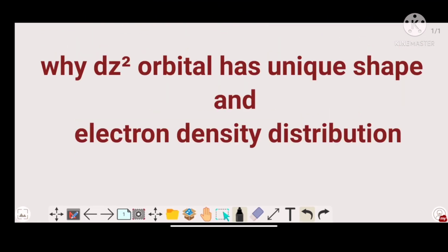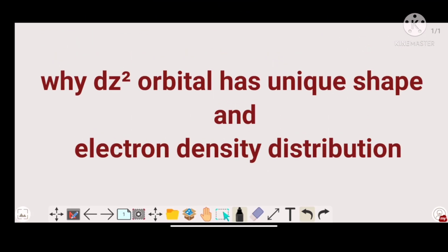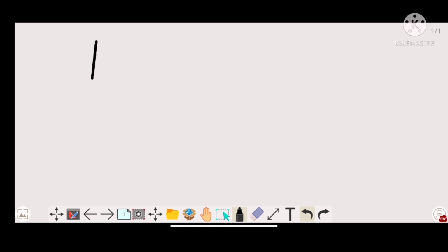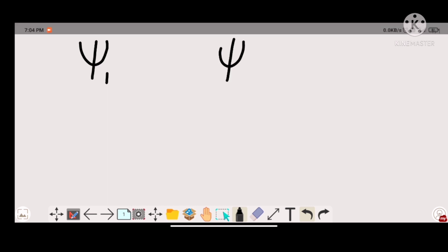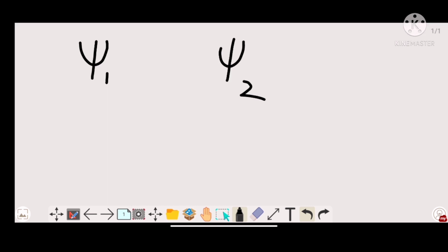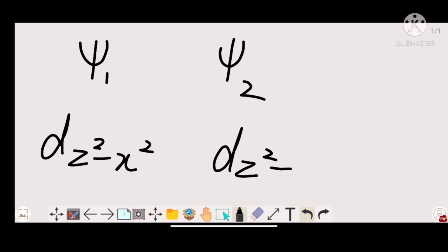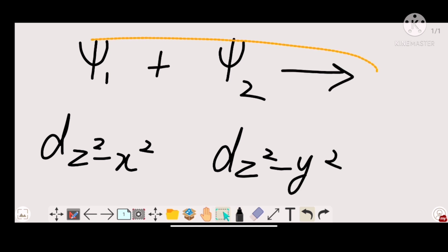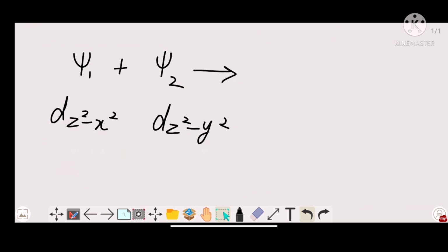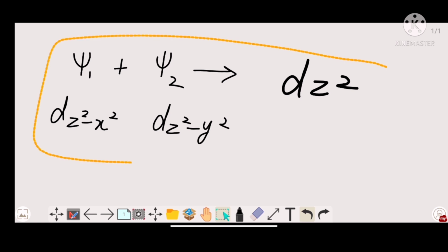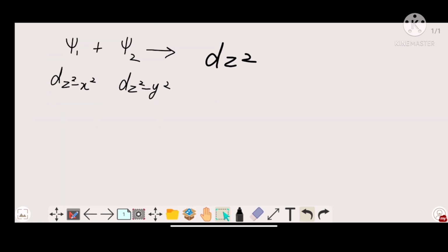So what could be the solution to this problem? The only solution is that we can assume the dz² orbital is formed by the combination of two atomic orbitals, those are dz²-x² and dz²-y². When they combine together, they give the dz² orbital. Now why are we taking only these two orbitals? So let's discuss that.